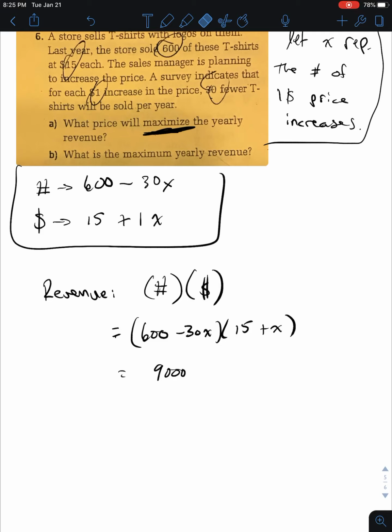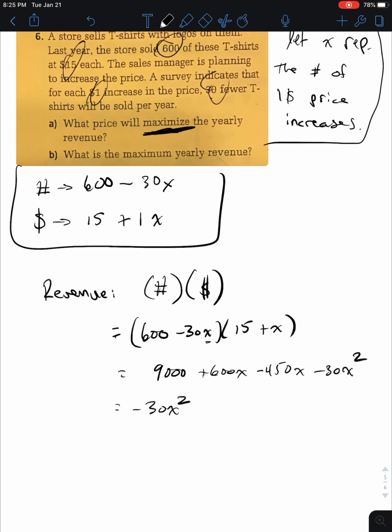Then I'm just expanding. So 9,000 plus 600x. What's 30 times 15? Is it 450? Let's make sure, you don't want to get this question wrong. So it's negative 30 times 15, 450, so minus 450x, and then minus 30x squared. The squared comes from the x and x when you expand it.